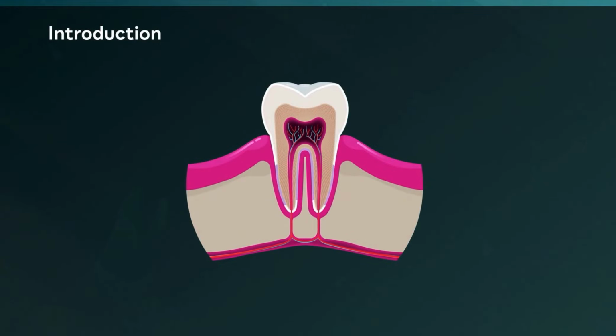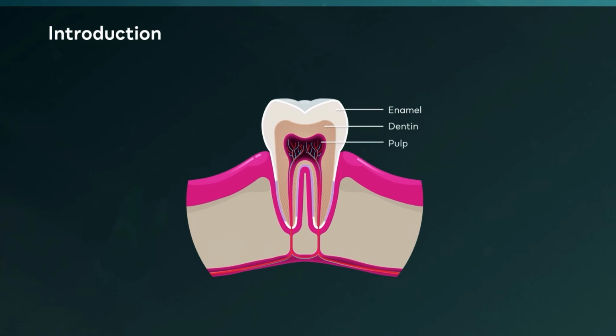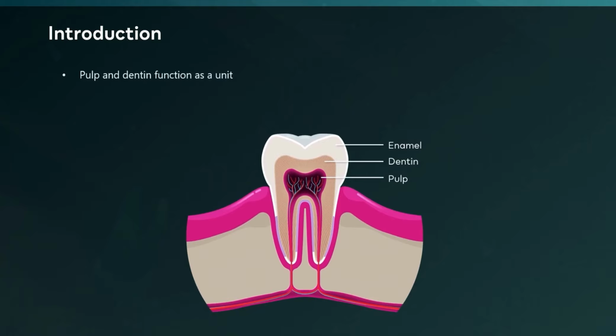Alright guys, at this point in your journey to becoming a dentist, you should be very familiar with the components of a tooth. We have our outer enamel layer, our underlying dentin layer, and finally we have the pulp chamber which houses the pulp. Now we have to remember that the pulp and dentin function as a unit. The pulp is dependent upon the protection provided by the dentin and enamel.